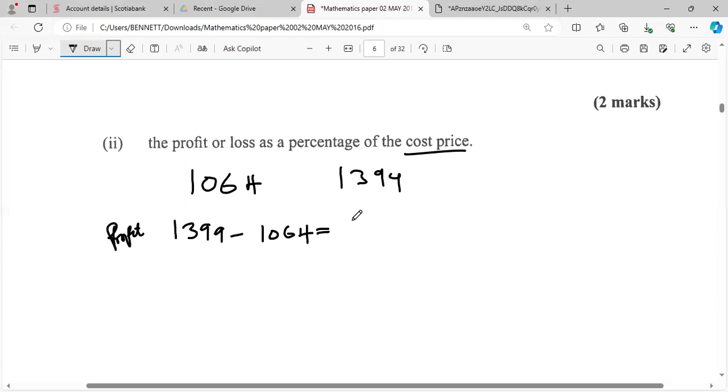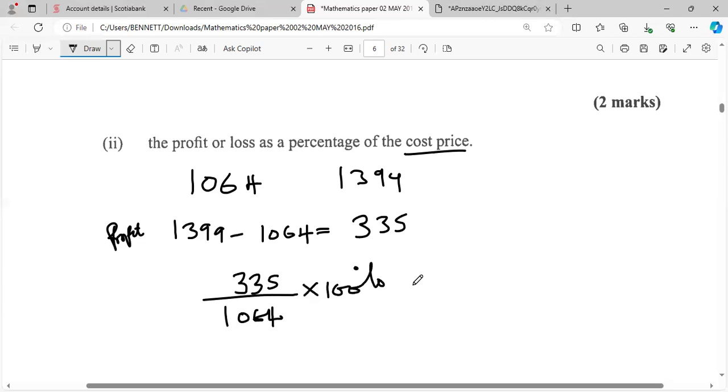So this works out to 335. So that's the profit. And they say the profit or loss as a percentage of the cost. So we're going to use the profit as a percentage of the cost price. Now the cost price is 1,064. And of course, we know that we should times it by 100%, since percent means out of 100. So our answer would be in percent.